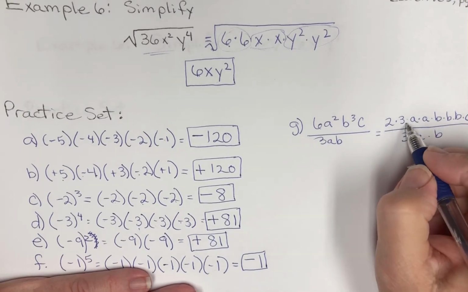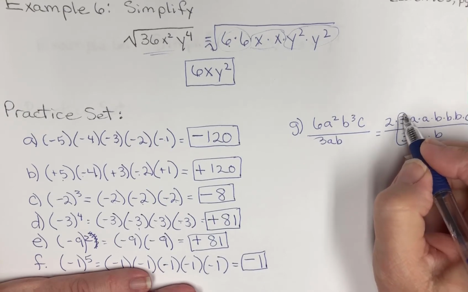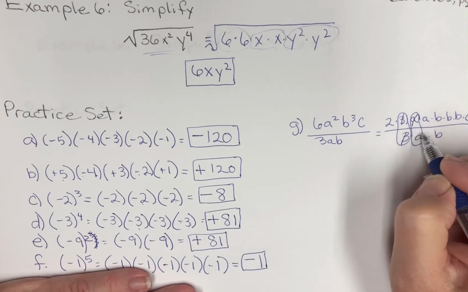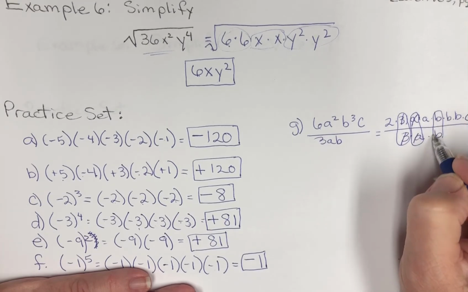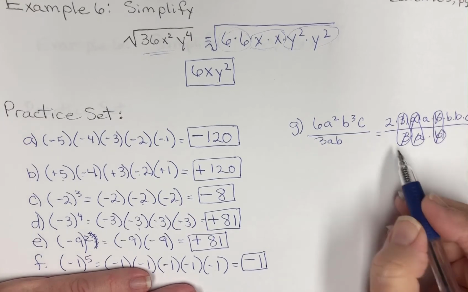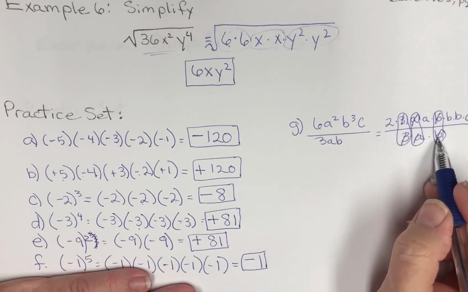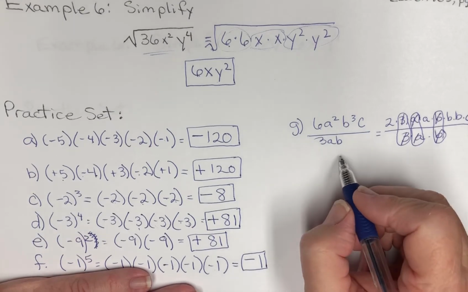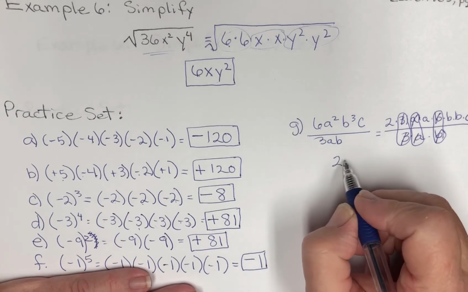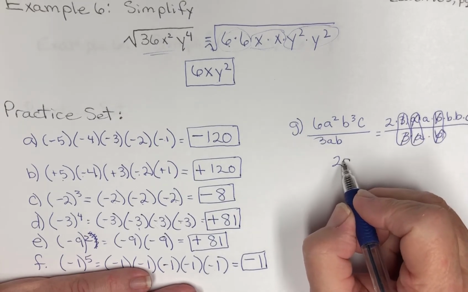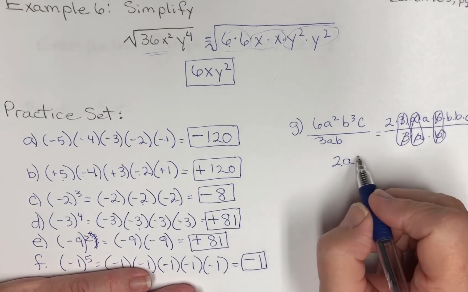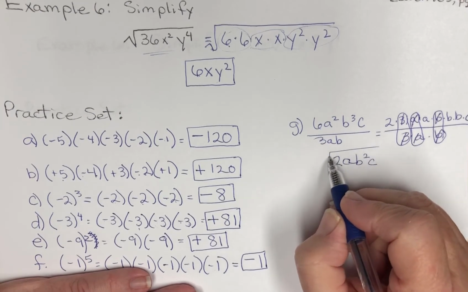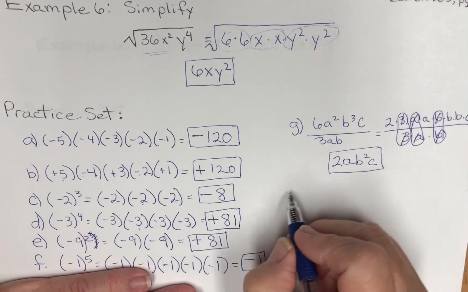So I'm looking for things that match up. Here is a 3, so these cancel. Here is an a, that cancels. Here is a b, so those cancel. So now on my bottom, I have 1 times 1 times 1. So it's no longer going to be a fraction. It's just going to be a single number. So now I have 2 on the top. I have 1a. I have 2b, so that's b squared c. So that is going to be my answer.